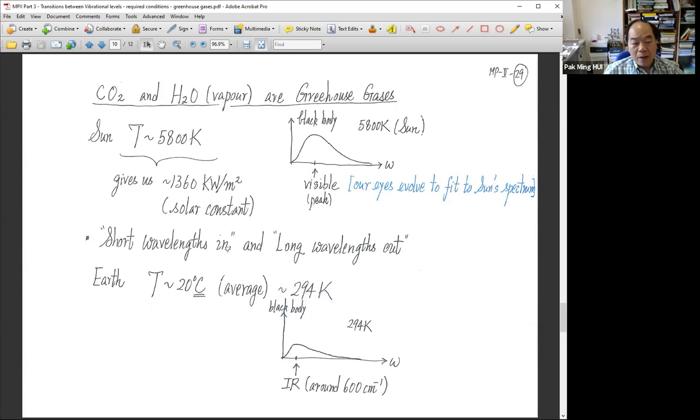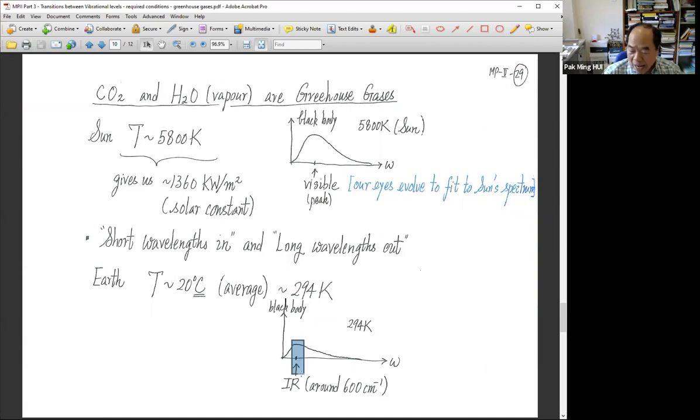Okay, so that is to say, this comes in, we radiate this out, and that's the problem. This temperature has the black body radiation. We are trying to get rid of energy, and most energy falls into this infrared.